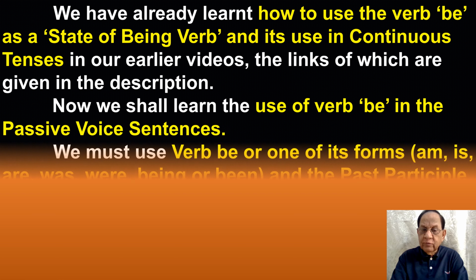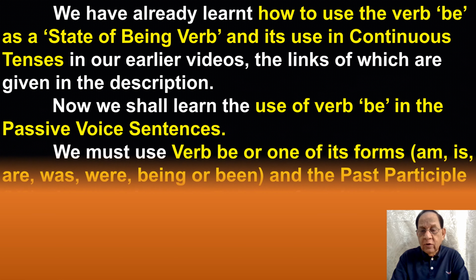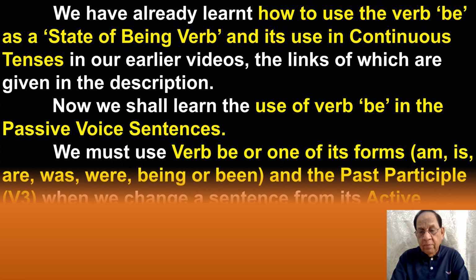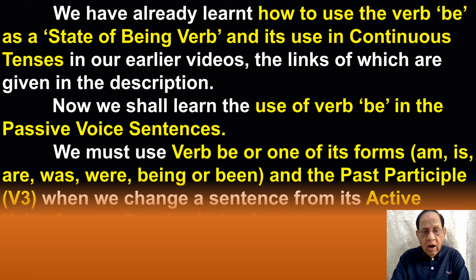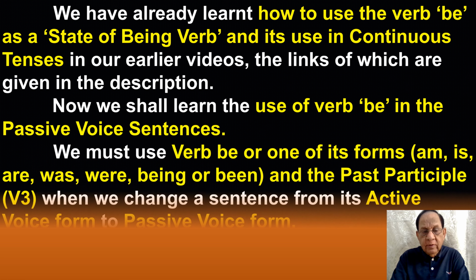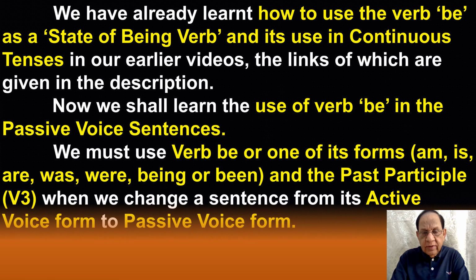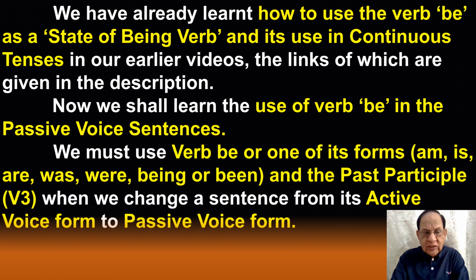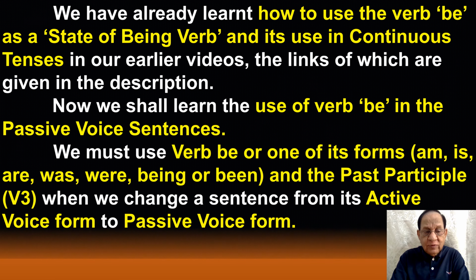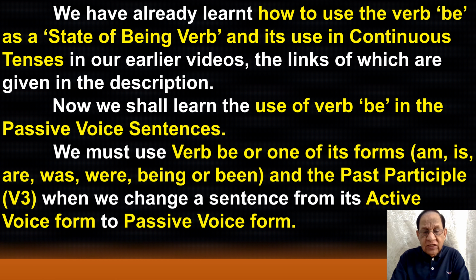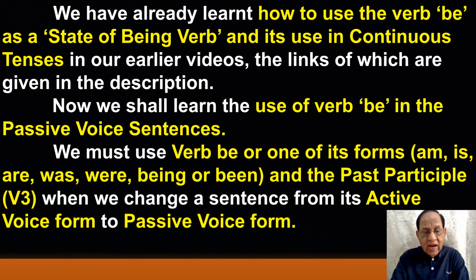We must use the verb be or one of its forms, am, is, are, was, were, being, or been, and the past participle form, that's the verb's third form, when we change a sentence from its active voice form to a passive voice form.